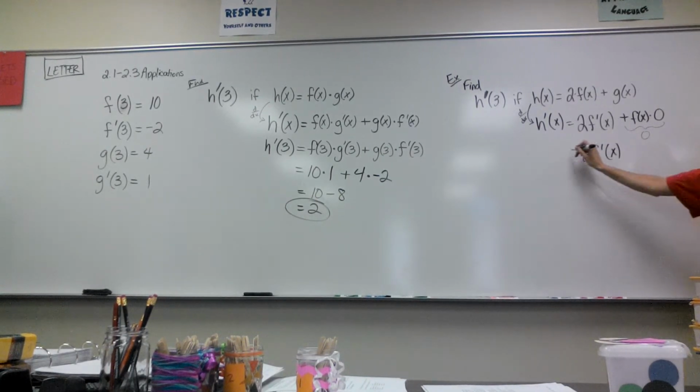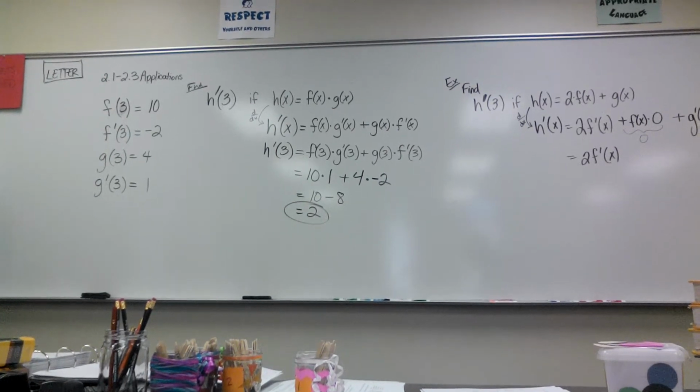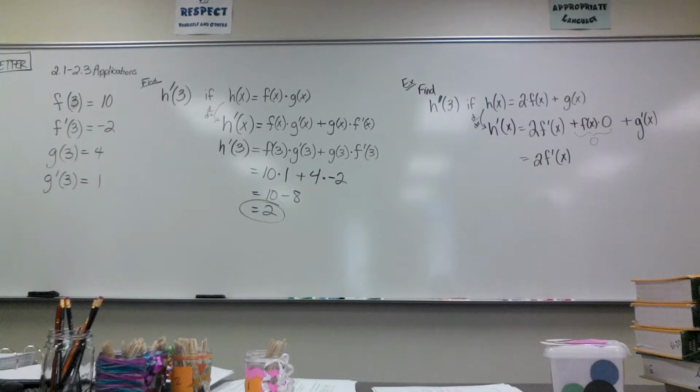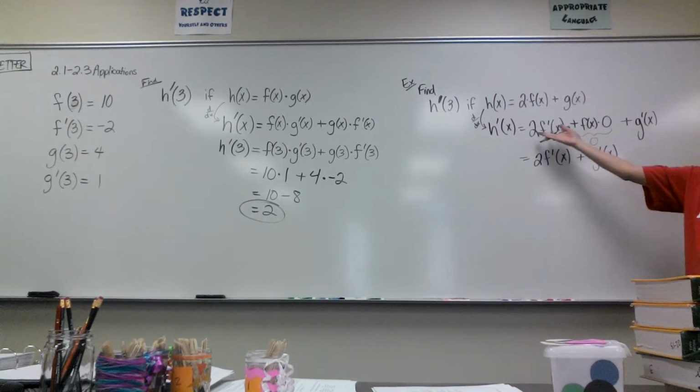But we still haven't differentiated the added g of x. How do I add the derivative of g of x to that? What's the derivative of g of x? G prime of x. Okay? So really I have 2f prime of x plus g prime of x. So you don't need the product rule technically for this one because it was a constant times f of x.